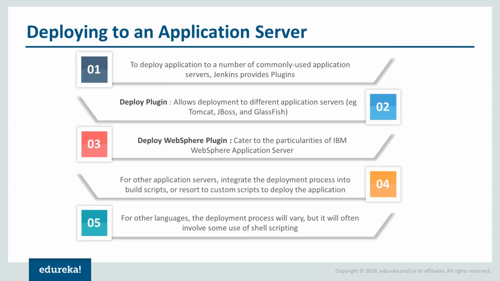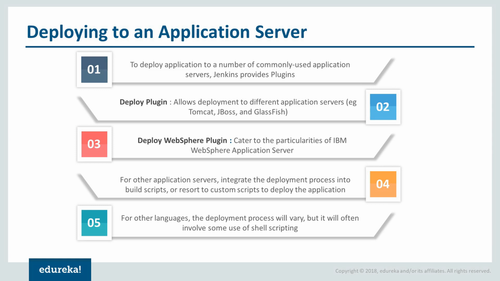To deploy applications to a number of commonly used application servers, Jenkins provides plugins for almost all of them. For example, if you're using Tomcat or JBoss or Glassfish, you have a deploy plugin, which allows deployment to different application servers. If, let's say, you are working on IBM WebSphere application server, then you have the deploy WebSphere plugin, which you can utilize. For other application servers, integrate the deployment process into build scripts or resort to custom scripts to deploy the application. So this is a very common situation.